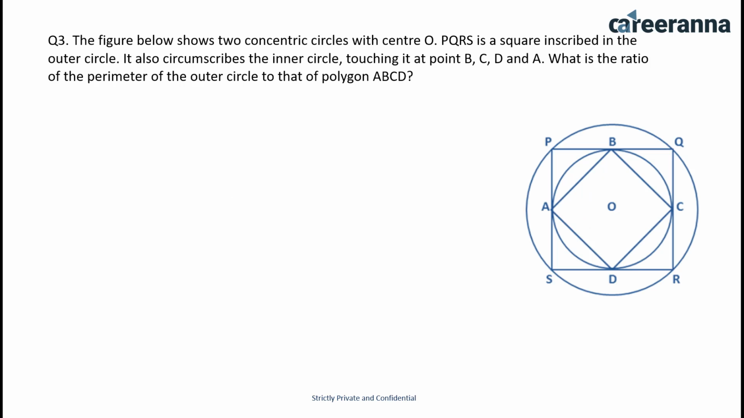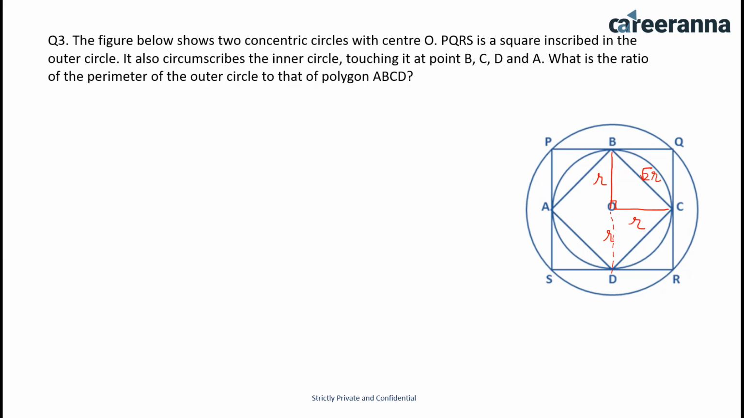The figure below shows two concentric circles with center O. PQRS is a square inscribed in the outer circle. It also circumscribes the inner circle, touching it at points B, C, D and A. What is the ratio of the perimeter of the outer circle to that of the polygon ABCD? So I assume the radius of this inner circle to be r. Now this is making a right angle triangle. If this is r, this will become root 2 r, and this is also r. So I can say this is root 2 r.